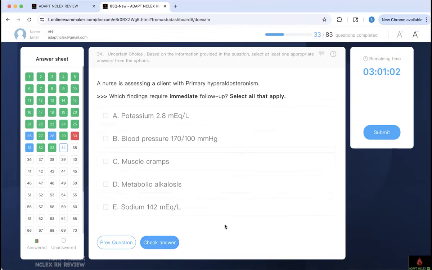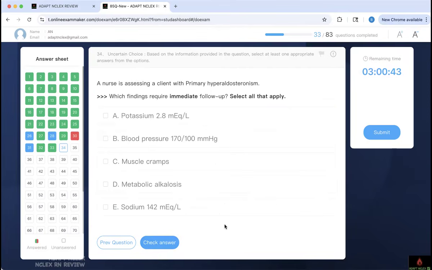And this is assessing a client with what? Primary hyperaldosteronism. That means it's an aldosterone problem. What does aldosterone secrete? Aldosterone. What is the effect of aldosterone? Hypertension. What is the name of this primary aldosteronism? It's a Conn's disease. Same thing.